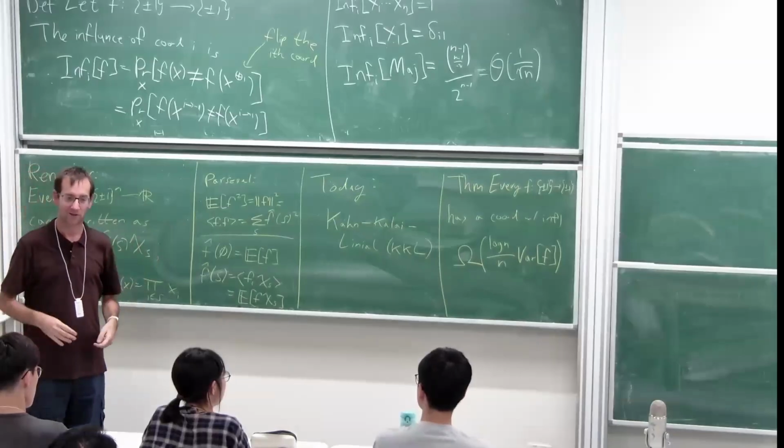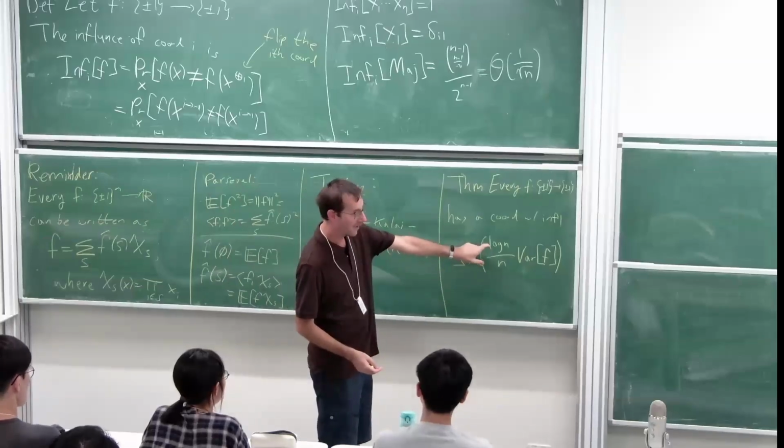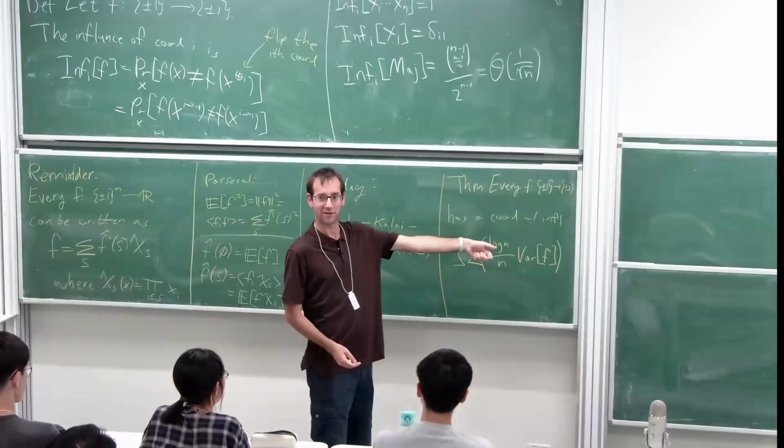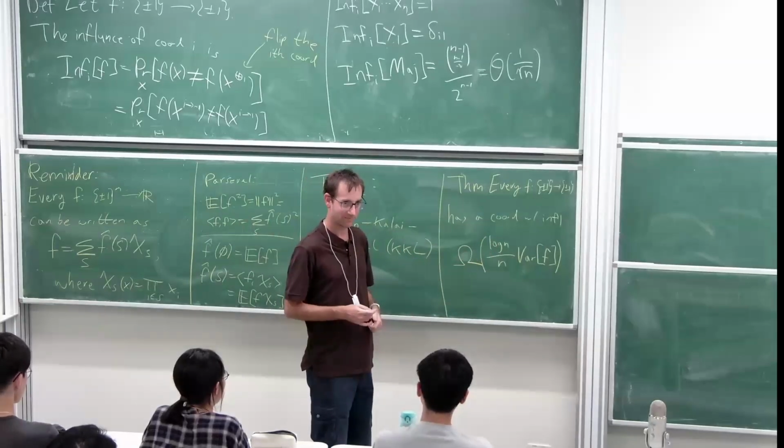If you didn't follow, it's not a big deal. Just intuitively, this log n over n translates to bribing n over log n. And there are some details, but let's not worry about them too much.